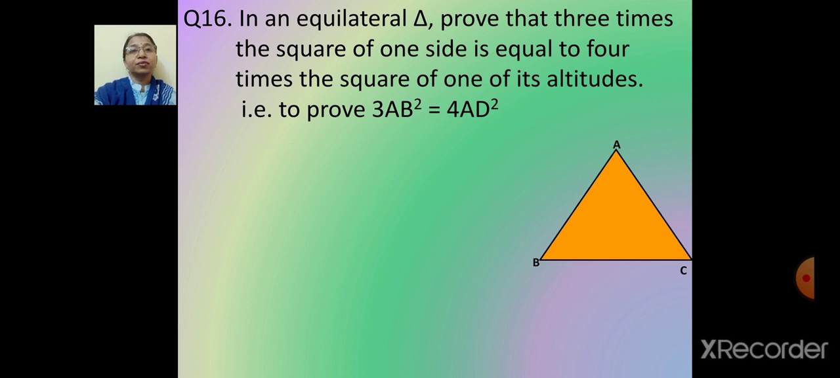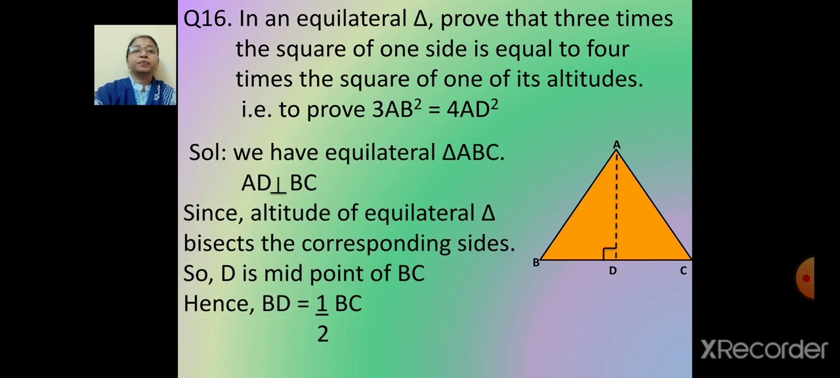So for that we have to draw one altitude there. So suppose this AD is altitude of triangle ABC. Altitude means perpendicular drawn from any one vertex to the opposite side. So that is, you have to prove 3 times AB square is equal to 4 times altitude square, that is AD square. Okay, so let us proceed. We have equilateral triangle ABC, construction AD perpendicular to BC.